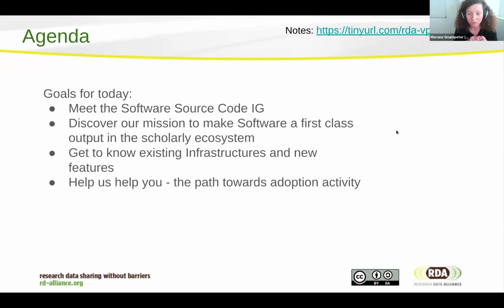We have a few goals today. First goal is to meet the software source code interest group. Second goal is to discover our mission to make software a first-class output in the scholarly ecosystem. Getting to know existing infrastructure and new features. So you will discover some very new things here, and it will be nice to see that happening. And there will be an activity where you will help us with getting these features and services adopted. So let's start, because it's a very packed session.